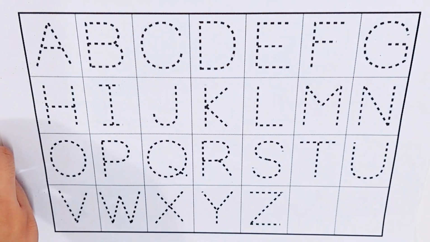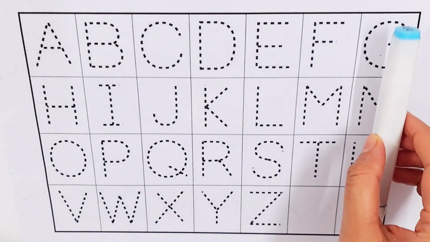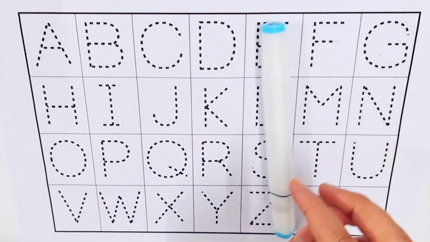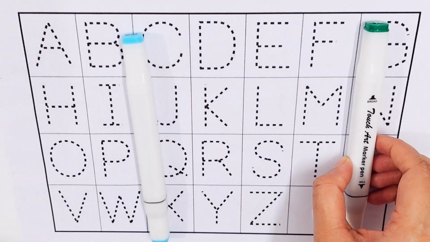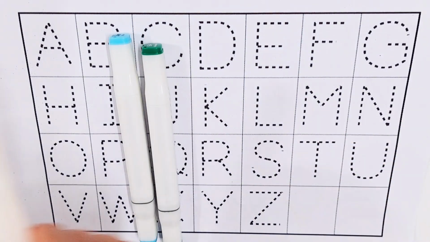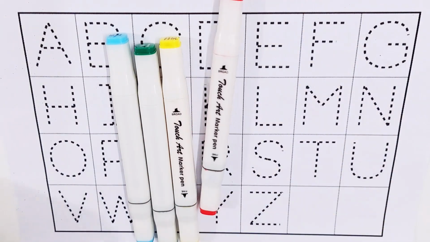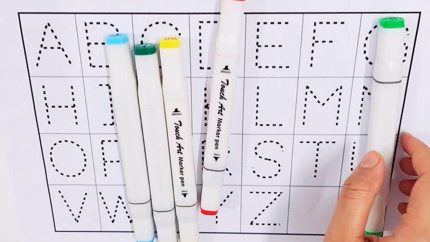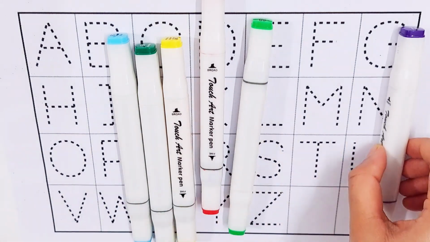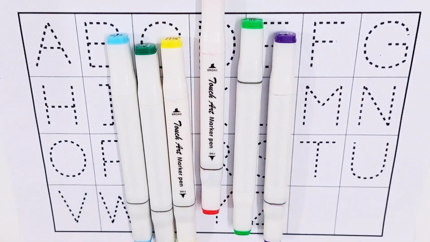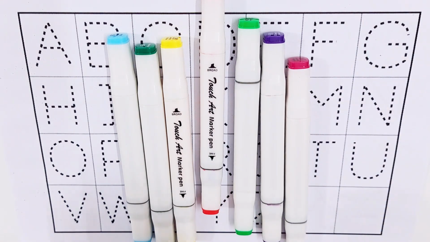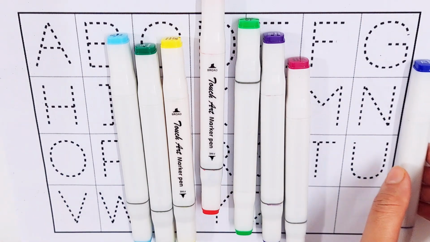Hello kids, let's learn some color names. Sky blue color, dark green color, yellow color, red color, light green color, violet color, purple color, dark blue color.